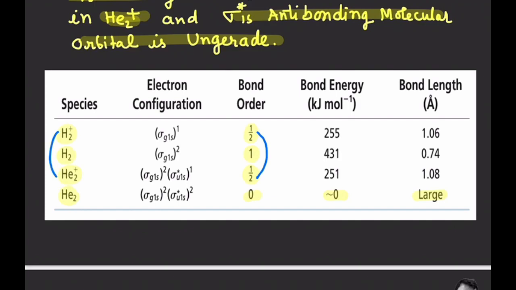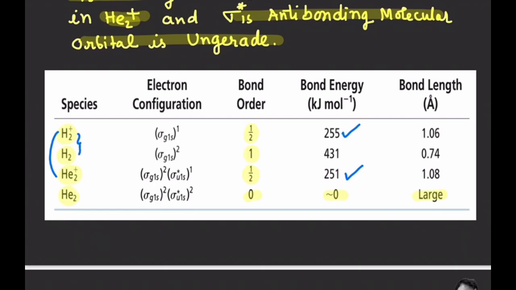In helium ion there are 3 electrons, and 1 electron is present in the anti-bonding orbital, while in the case of hydrogen ion there is no electron in anti-bonding. So that's why the bond energy of hydrogen ion should be greater than the bond energy of helium ion.